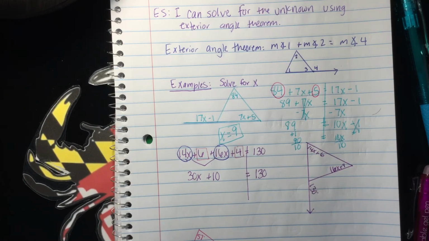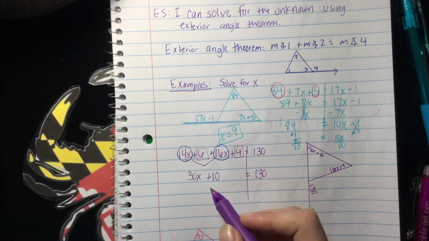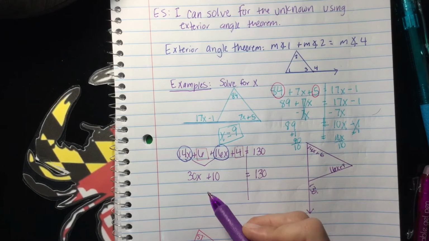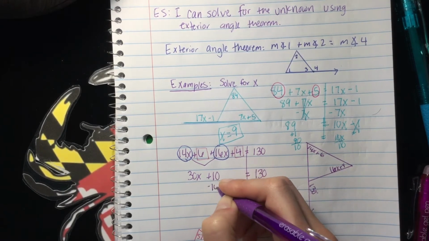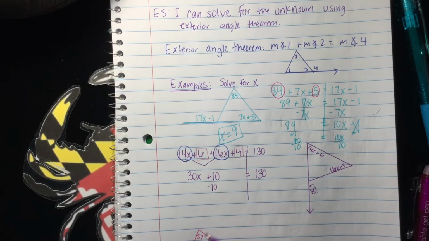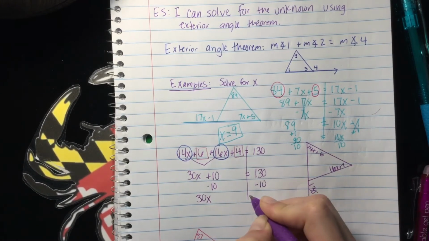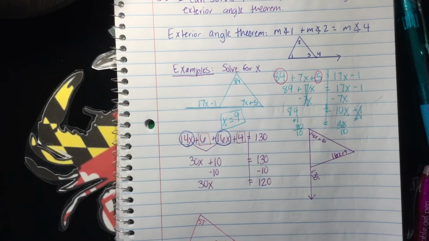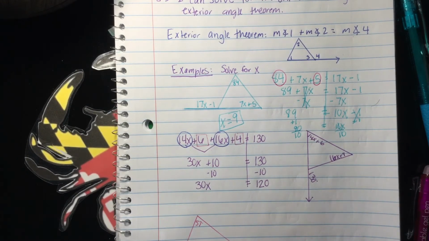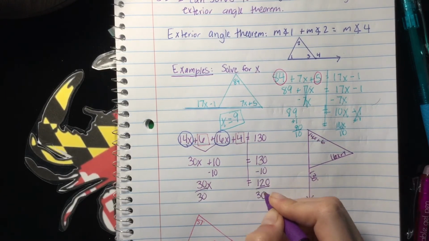Okay, so now this is just a two-step equation. So what I need to do is find the side with the variable, find the number not attached to the variable, and perform the opposite operation. So the opposite of plus 10 is minus 10, minus 10. I have 30x equals 120. And to get x by itself, since they're so close together, we need to divide. So divide by 30, whatever I do on one side, I also do to the other.